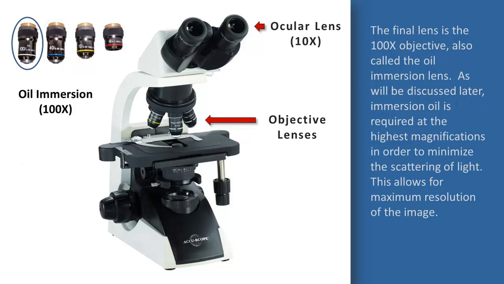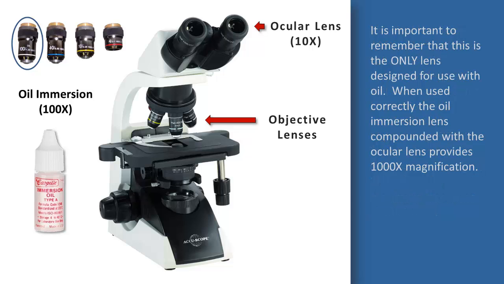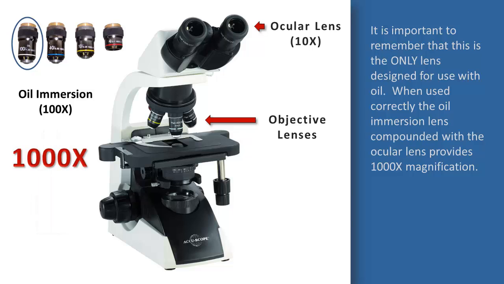The final lens is the 100x objective, also called the oil immersion lens. As will be discussed later, immersion oil is required at the highest magnifications in order to minimize the scattering of light. This allows for maximum resolution of the image. It is important to remember that this is the only lens designed for use with oil. When used correctly, the oil immersion lens, compounded with the ocular lens, provides 1,000 times magnification.